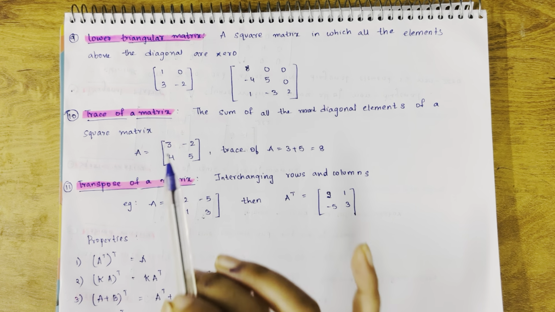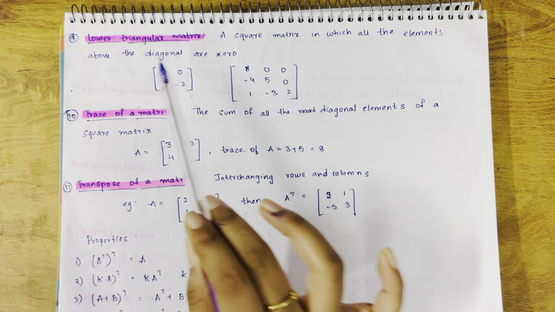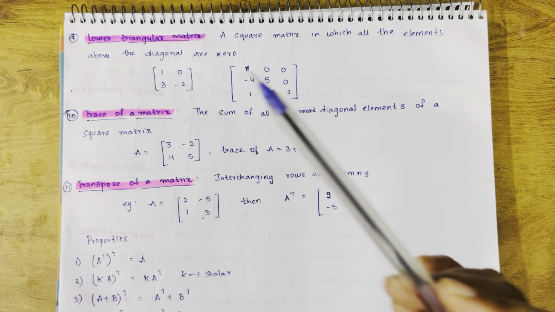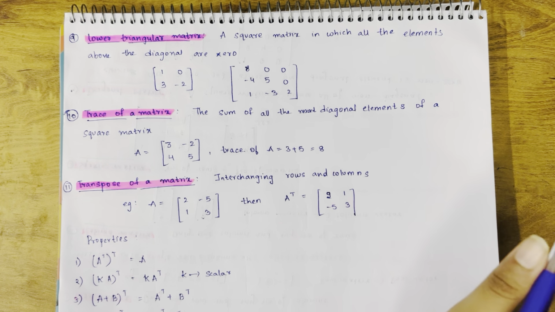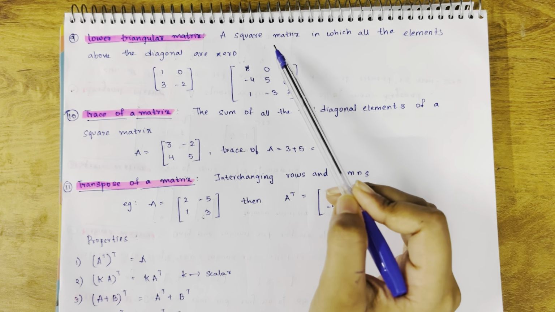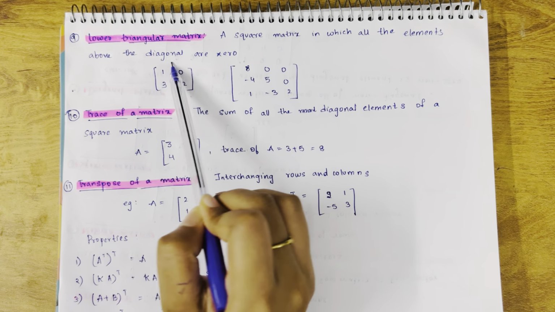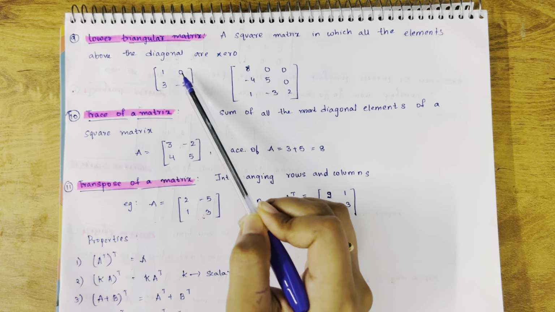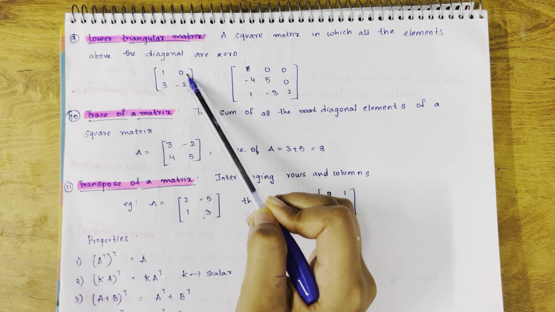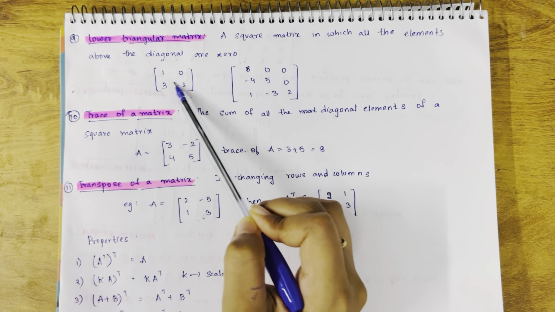Alright, so let's start. A square matrix in which all the elements above the diagonal are 0. Okay, easy as that, simple. So this is our 2 by 2 square matrix. They mention the diagonal, above the diagonal. Okay, this is the diagonal, and above it is 0. See, this is the diagonal, above it is 0. So that becomes our lower triangular matrix.